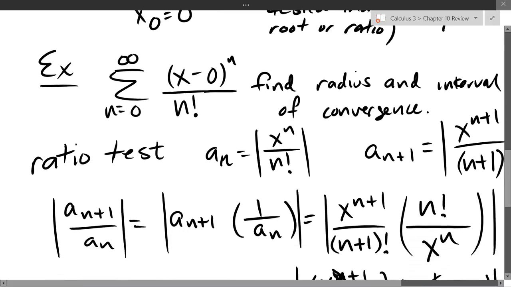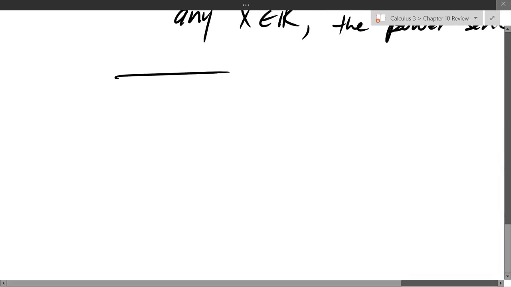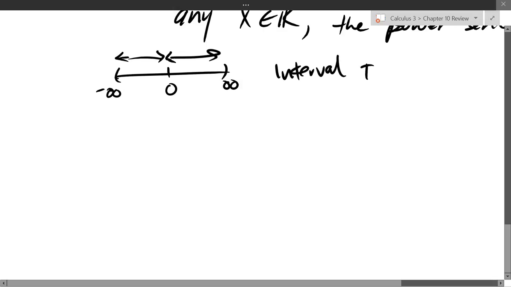So our interval is centered at 0. There's the center. And then my radius is infinity, both directions. I want to go all numbers. So I'm going to go out to infinity and negative infinity. So our interval is negative infinity to positive infinity. And our radius is infinity as well.